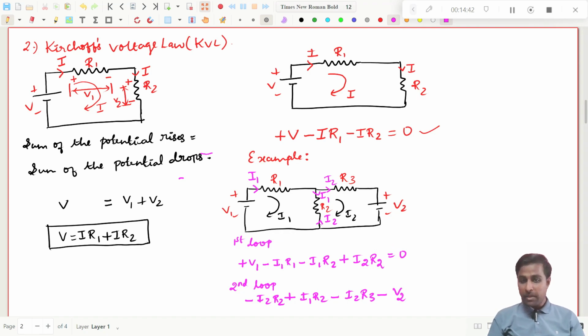So what does this become now? This expression becomes 0. That's all. So this is the KVL expression, right?